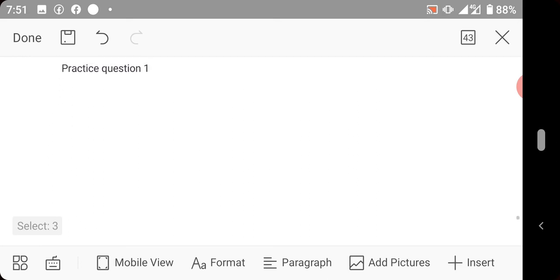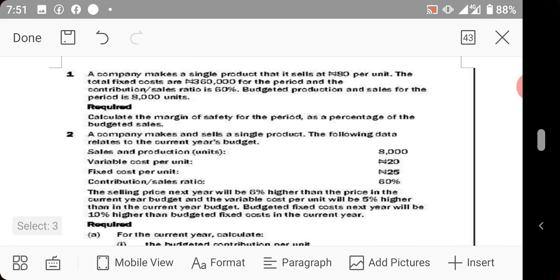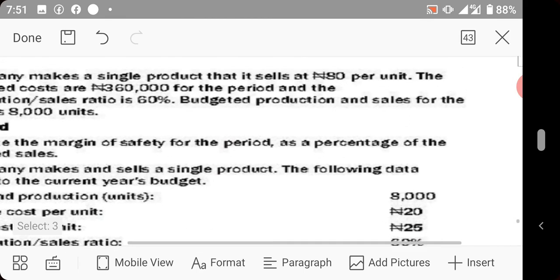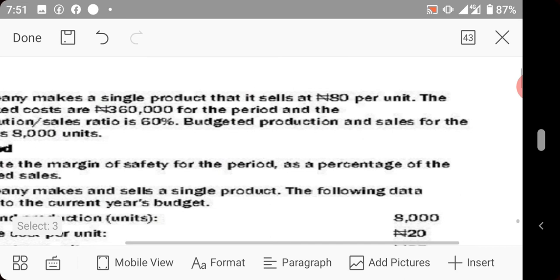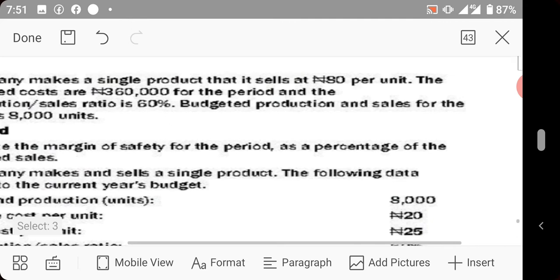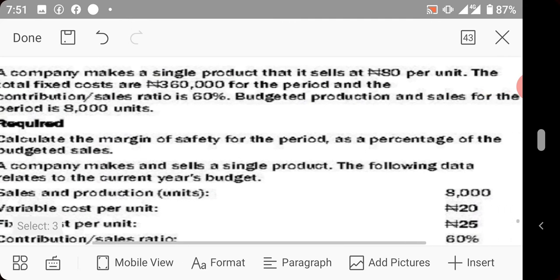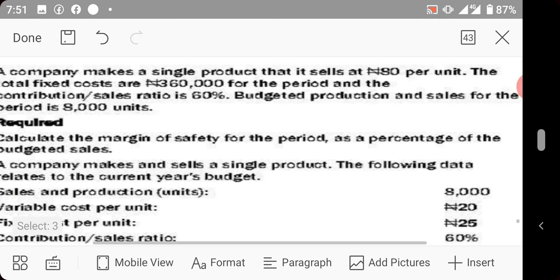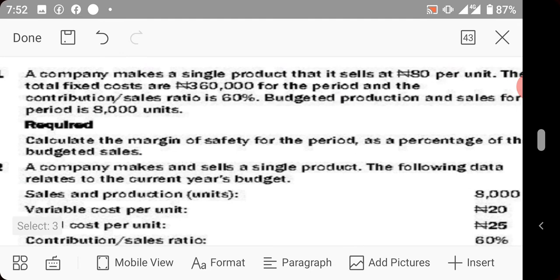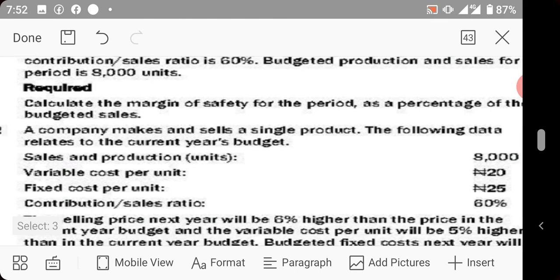So we'll now take this practice question 1 to appreciate what we have here. A company makes a single product that it sells at 80 naira per unit. The total fixed cost is 360,000 naira for the period, and the contribution sales ratio is 60%. Budgeted production and sales for the period is 8,000 units. Required, calculate the margin of safety for the period as a percentage of budgeted sales.